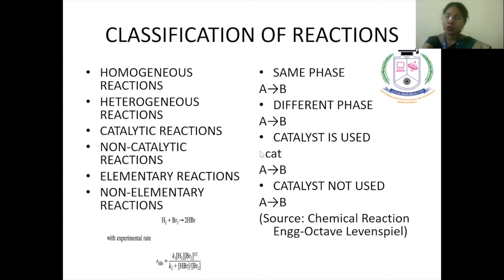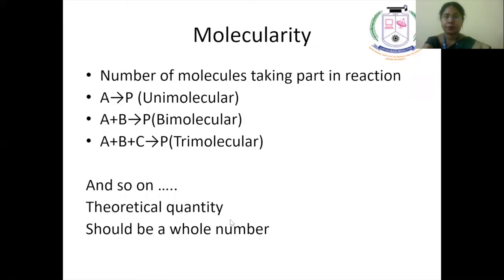If a catalyst is used for the process, it is known as a catalytic reaction. If no catalyst is required, then it becomes a non-catalytic reaction. Elementary reactions are those which have a correspondence between the stoichiometric equation and the rate equation. So this is a stoichiometric equation and this is the rate equation. If there is no correspondence between the stoichiometric equation and the rate equation, then it becomes a non-elementary reaction.